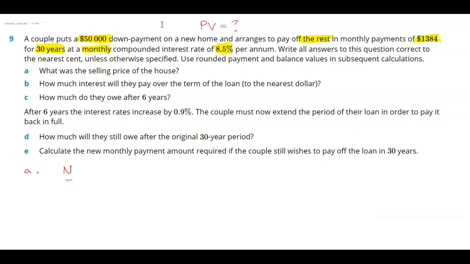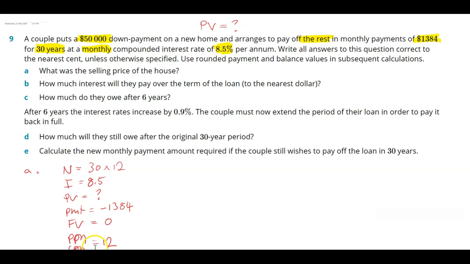So we've got N, I, PV, PMT, FV, PPY and CPY. Okay, so this is quite a tricky question. It's good though. Right, PPY and CPY are 12. FV would be 0 because they're paying it off. PV is the question mark. PMT they've told us is negative 1384 because it's paying the bank back that amount of money. Interest rate is 8.5, and then N is the length of the mortgage, so it's 30 times 12.